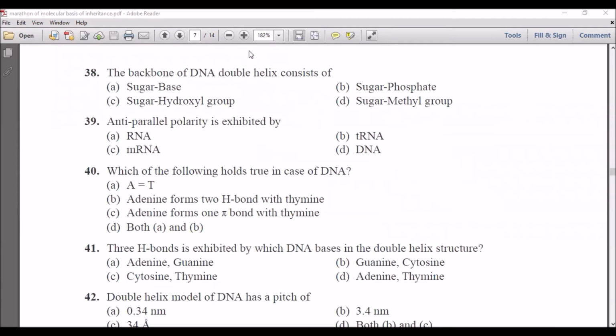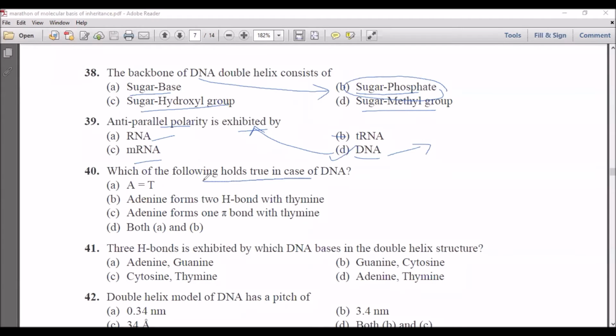Now, next question is, the backbone of DNA double helix consists of sugar base, sugar phosphate, sugar hydroxyl group, sugar methyl group. Now we know that the backbone of DNA consists of sugar and phosphate. Anti-parallel polarity is exhibited by RNA, transfer RNA, mRNA or DNA. We know that DNA has the property of anti-parallel polarity. So this anti-parallel polarity is exhibited by DNA.